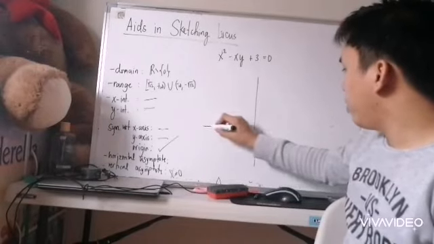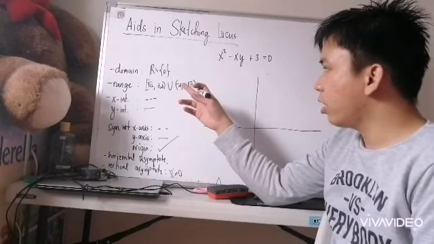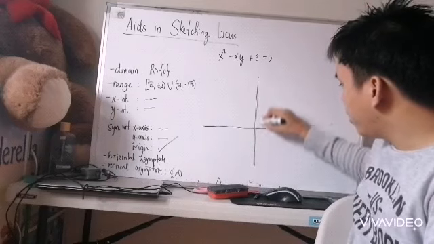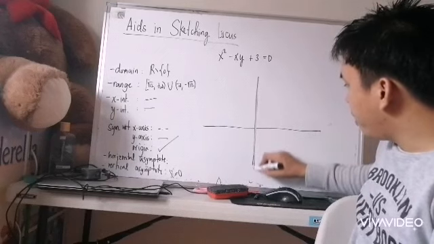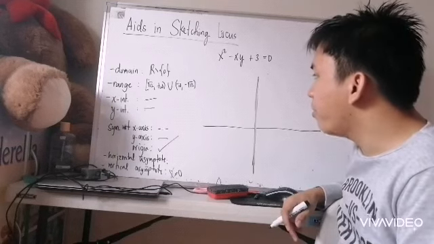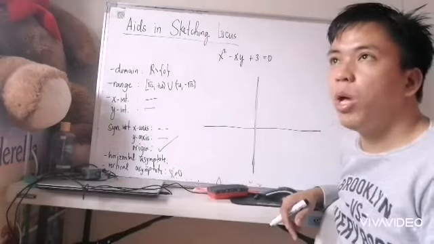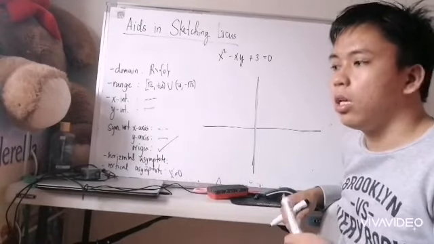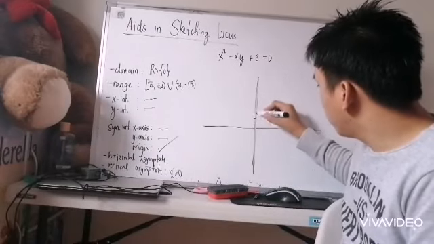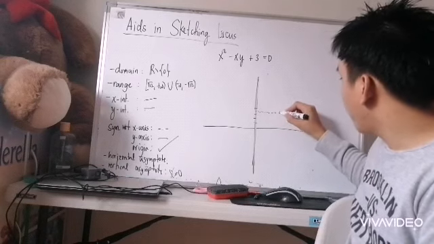We'll have the xy plane here. Remember, the domain is all the set of real numbers except 0, so you cannot find a graph passing through this vertical axis. Now the range is starting from square root of 12 to positive infinity. Square root of 12 is approximately 3.5. So starting from here, let's make a boundary here.